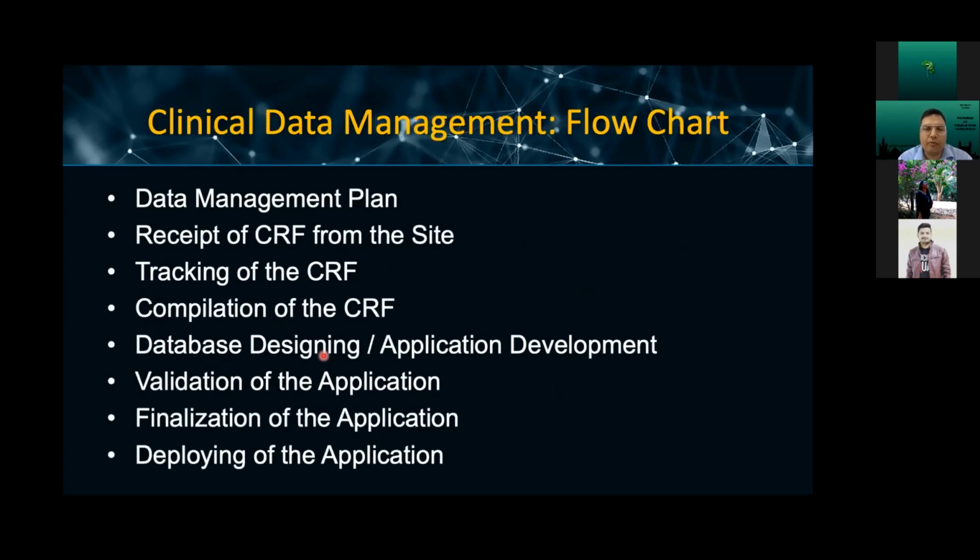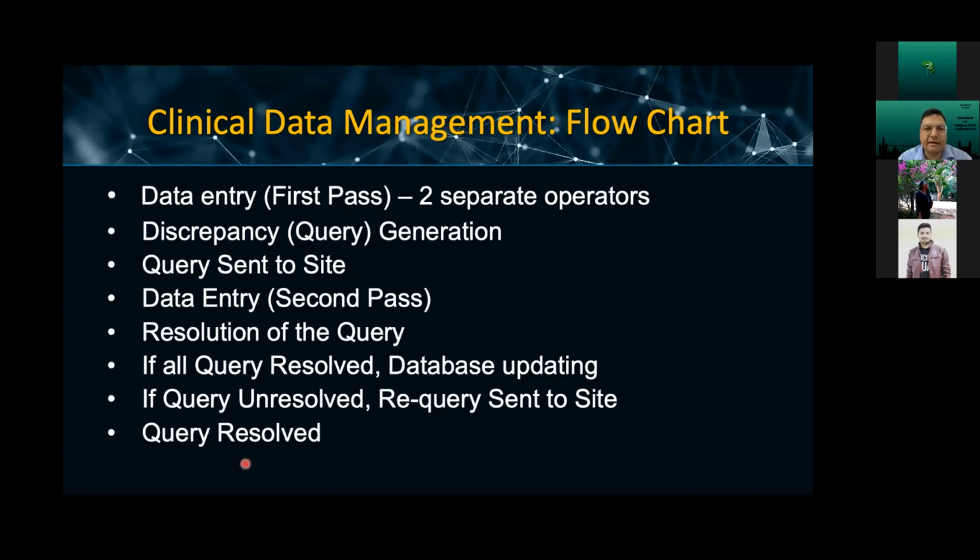What is the flow chart? How are we going to do the clinical data management? So in the initial, we have the data management plan. And after this, we receive the CRF from the sites. We do the tracking for the completeness of the CRF, and we do the compilation of the case record forms. Then the database is designed or the application is developed, which is validated, finalized, and deployed for the data collection. So first, the data is entered by two separate operators so that there should be lesser chances of errors.